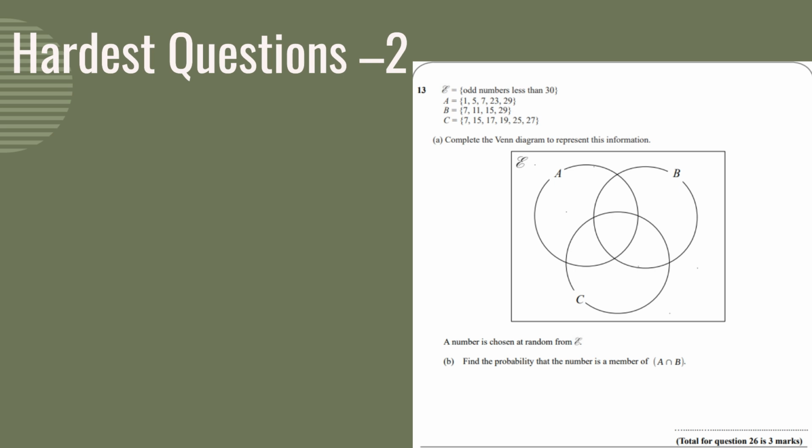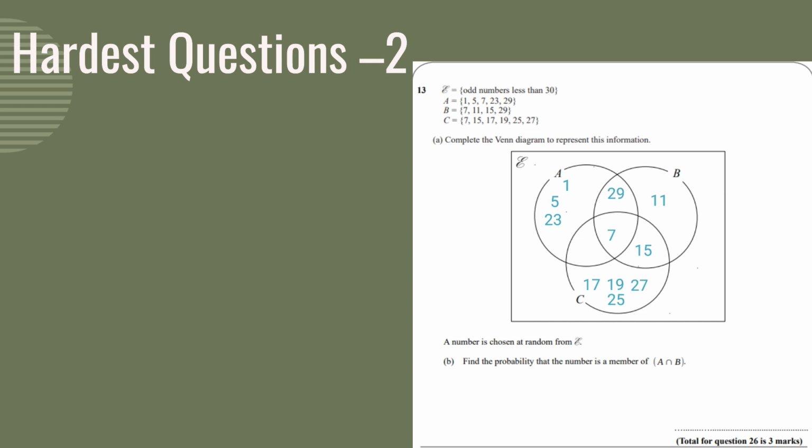Part A, we're asked to complete the Venn diagram to represent this information. So if we look at A, B and C, 7 appears in all three. If we look at A and B, 29 appears in both, and B and C, 15 appears in both. Now, if we look at A and C, nothing appears in that. So everything purely in A will be A, and everything left in C will purely be C. And that means, with our B, that 11 must be in there. So in A, we've got 1, 5, and 23 left, and in C, we have 17, 19, 27, and 25 left.